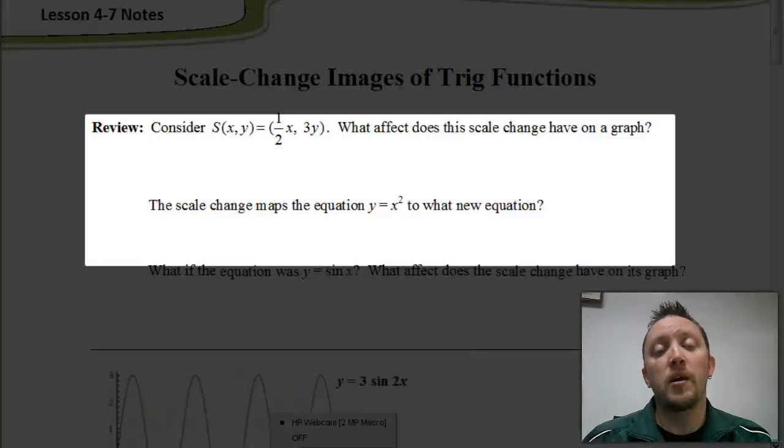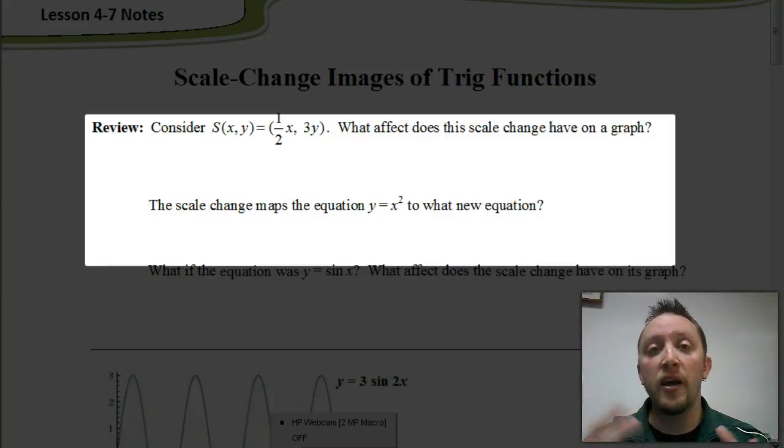Well, welcome. In this video, we're going to be looking at scale changes of trigonometric functions. And we've looked at scale changes already. This is going back to the previous chapter where we've already talked about scale changes, but we're going to look now to see how scale changes can affect our trig functions and how we can use those scale changes to be able to find out and draw out pieces of information that we need to know.